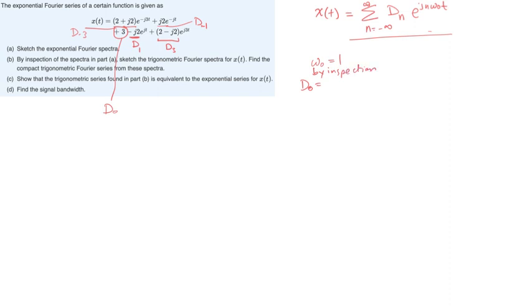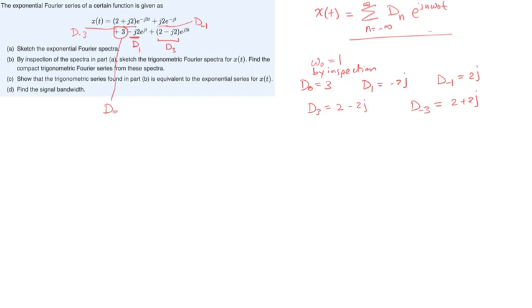So d0, you can just simply say here by inspection, and that's totally accepted. Okay. So by inspection, we know that omega naught is equal to 1, and we know that d0 is going to be 3, d1 is equal to minus 2j, d minus 1 is equal to 2j, d3 is equal to 2 minus 2j, and d minus 3 is equal to 2 plus 2j. Okay, so now I know all the coefficients. I need just to plot them.